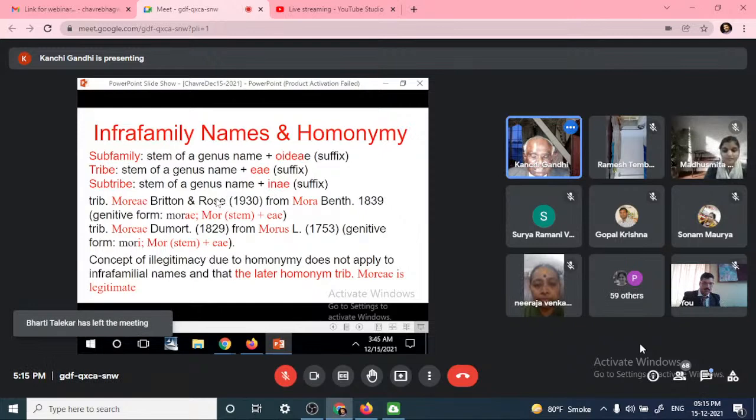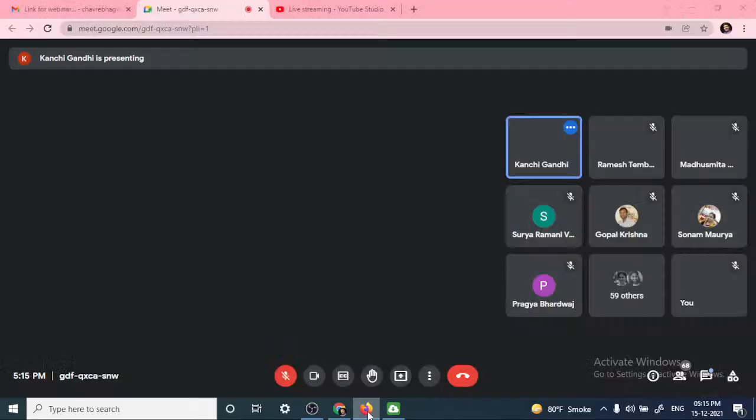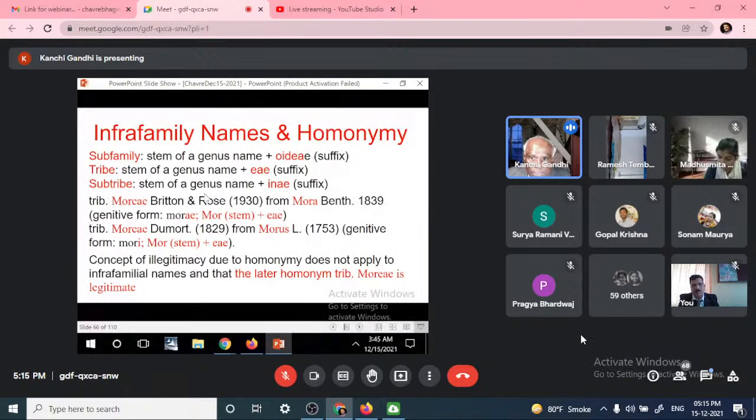Why no? Look at the derivation. Britton and Rose in 1930 based it on the genus Mora. Mora ends with the letter A, a feminine nominative singular case, and the genitive form is Morae. By this time, I believe you understand. You delete AE, and the stem is Mor-. To the stem, you add the tribe ending -eae to make Moreae. That's what Britton and Rose did.